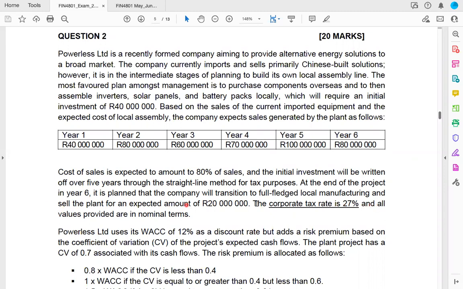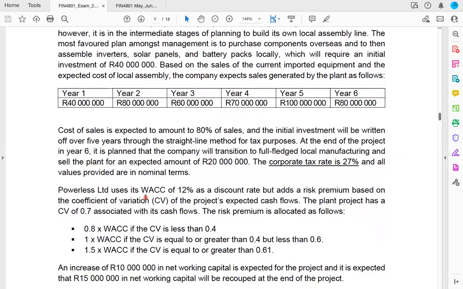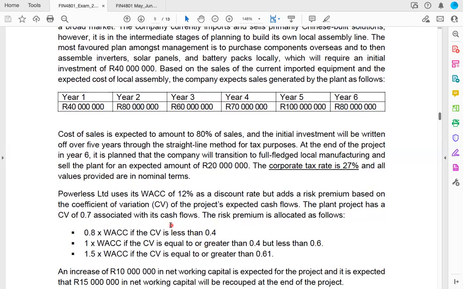The corporate tax rate is 27%, and all the values provided are in nominal terms. So Powerless Limited uses its WACC of 12% as a discount rate, but adds a risk premium based on the coefficient of variation of the project's expected cash flows. The planned project has a CV of 0.7 associated with its cash flows. The risk premium is allocated as follows. And then we're given how to allocate the risk premium. Remember, the discount rate we use to discount cash flows depends on the risk that the project is exposed to. The higher the risk the project is exposed to, the higher the discount rate that we'll use to discount the cash flows.